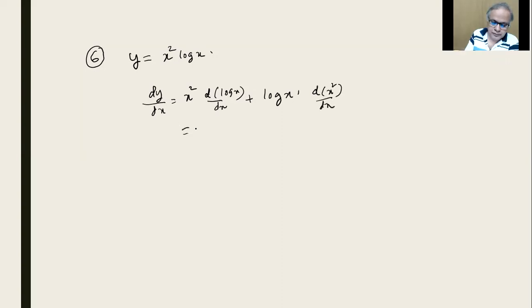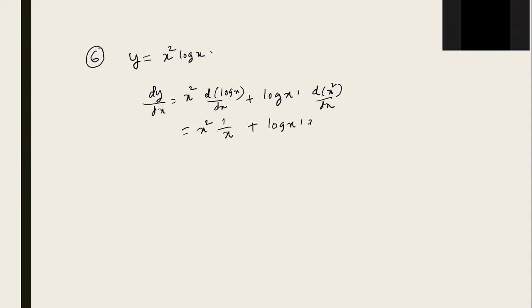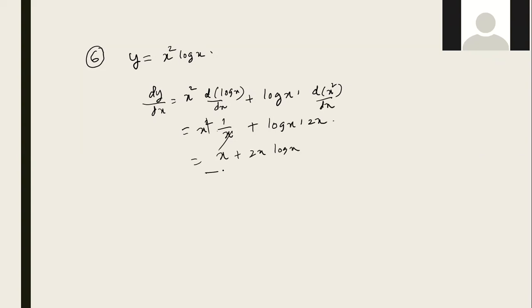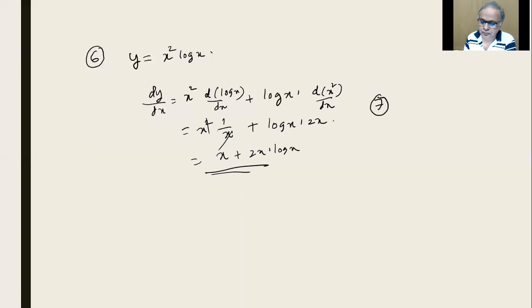So tell me now. x square into 1 by x, because that's there in the table, d of log x by dx is there already. Plus log x into 2x. That's all. Okay.